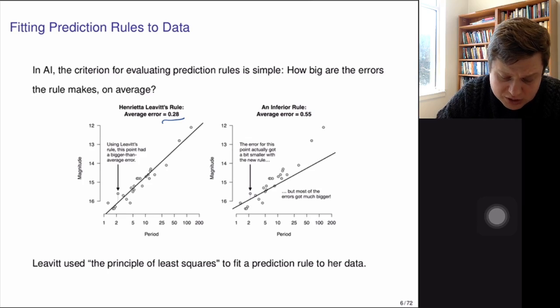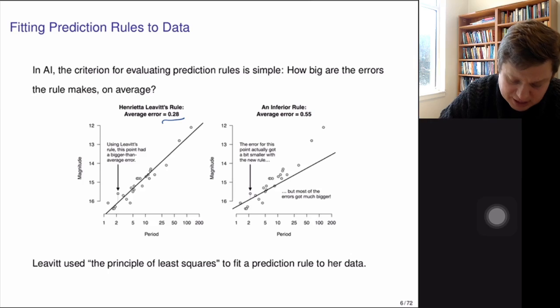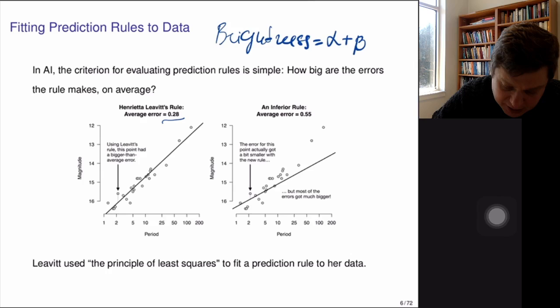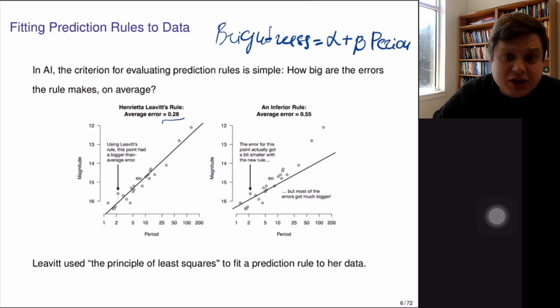And now you say, okay, so she had this linear model. So the linear model basically says that the luminosity, or the brightness, is just some number alpha plus beta times the period. Okay, so it's just the equation of a line.